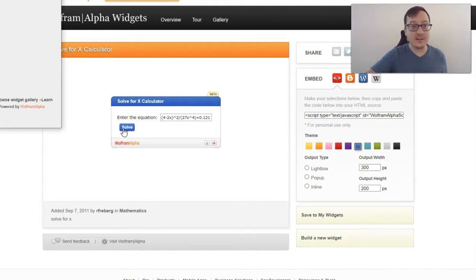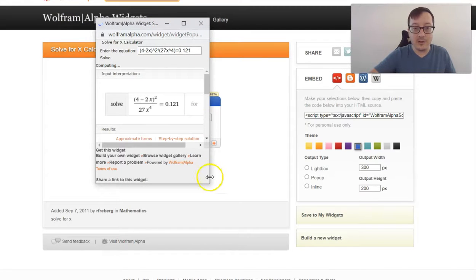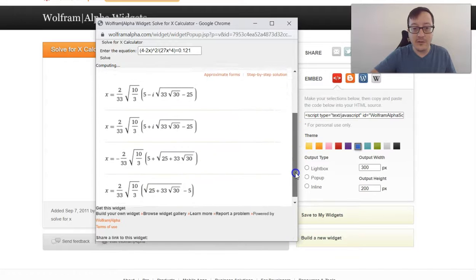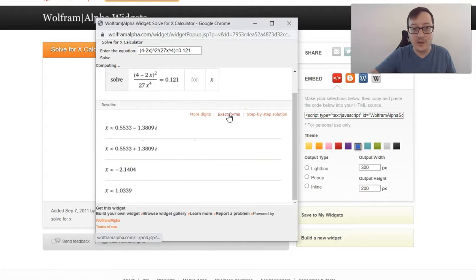We simply need to click solve. We're going to get a pop-up window that's going to give us our values. We don't need all these crazy exact things. We're going to use the approximate forms, which will give us actual values. As we can see here, we have 3 values that don't make any sense. We have 2 of them that are imaginary numbers, so forget those. We have a negative value, which doesn't make sense either. And we have a positive value. That's the one we're looking for here.